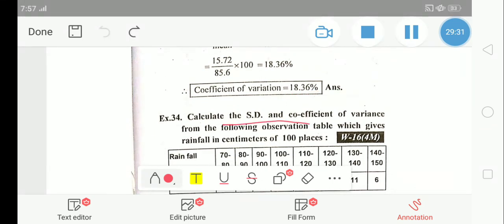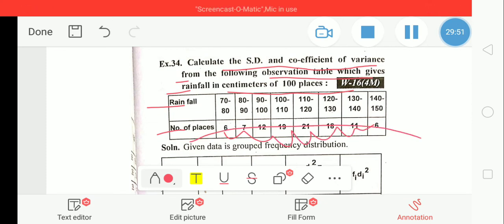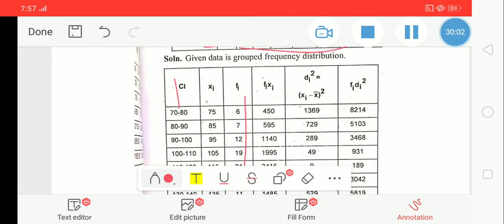Calculate the standard deviation and coefficient of variance from the following observation table, which gives rainfall in centimeters of 100 places: rainfall and number of places. There are 6, 7, 12, 19, 20, 14, 8, 6 places, 100 places in total. So this is the class interval, and number of places means this is the frequency.